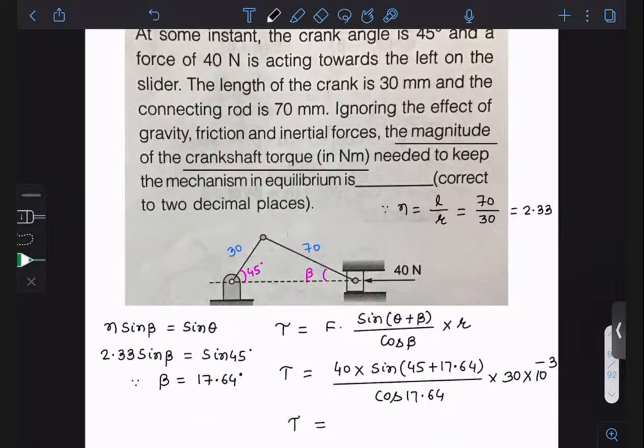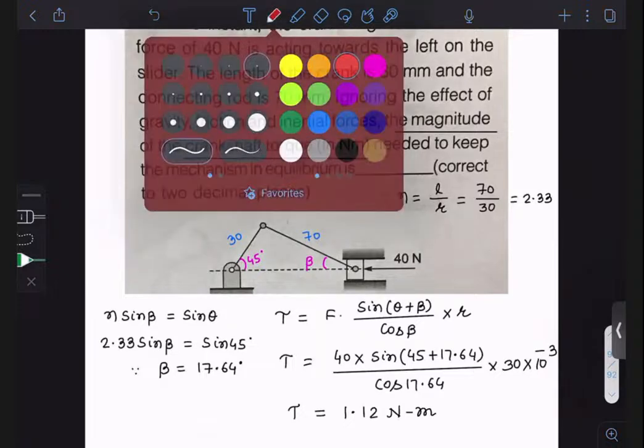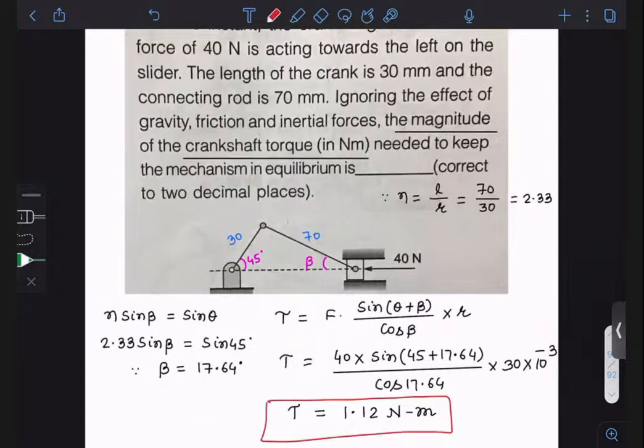Torque is what, my dear? Please find out. Everyone is saying the right answer. Absolutely right. 1.12 Newton meter. 1.12 Newton meter is the right answer. Absolutely right. Correct.